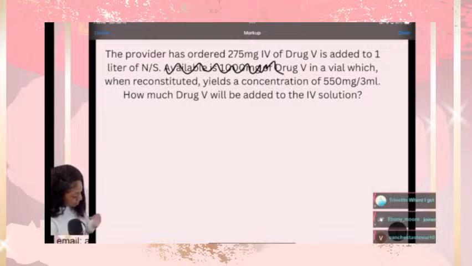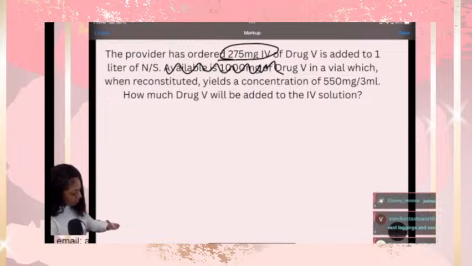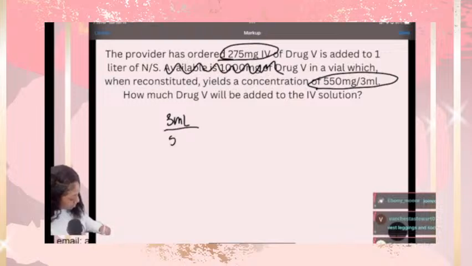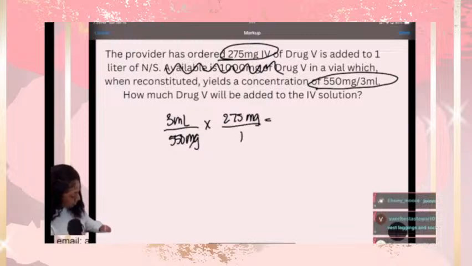So we need this much of drug V. We have this much of drug V. How much are we going to draw up to put in 1 liter of normal saline? That's what this question is asking. So we have 3 milliliters because we're looking for milliliters, and 550 milligrams. And we have 275 milligrams ordered. Put that over 1. Milligram is gone. 3 times 275 divided by 550 is going to be 1.5.